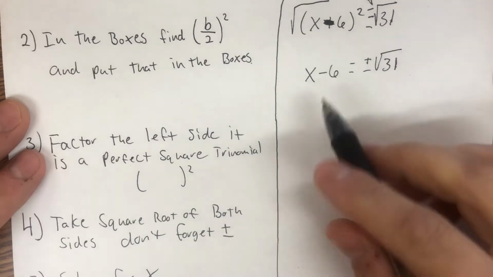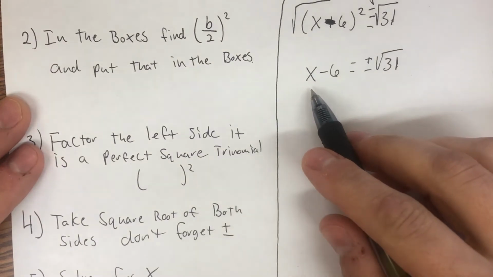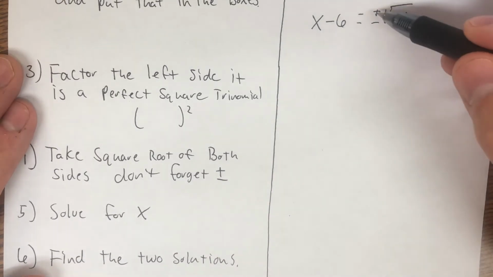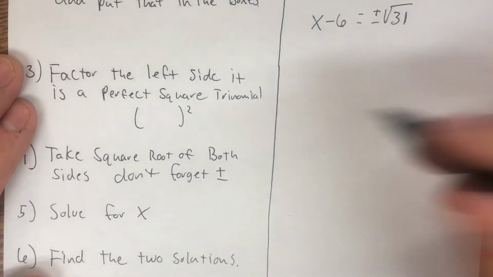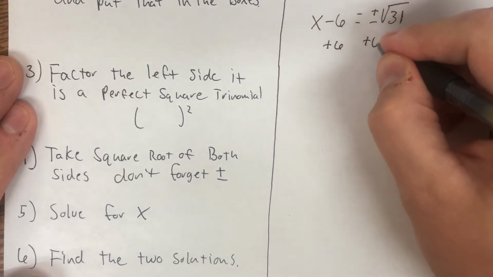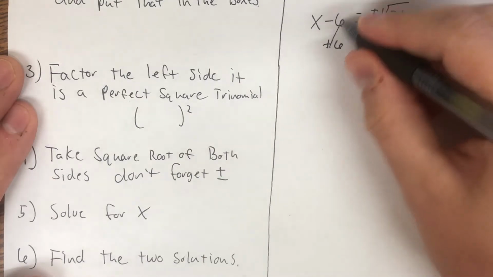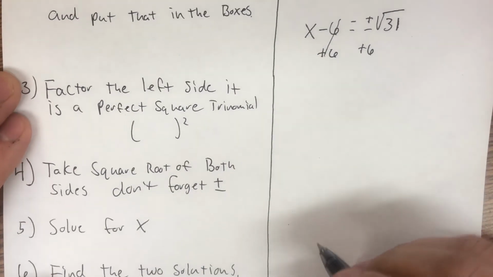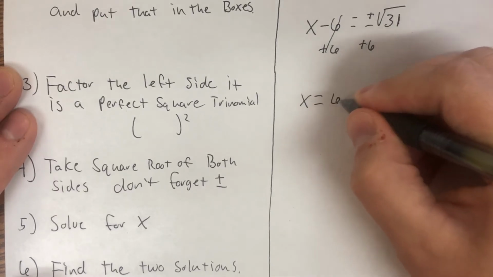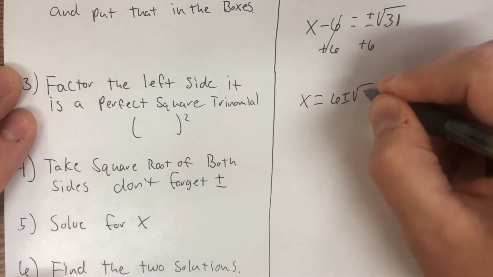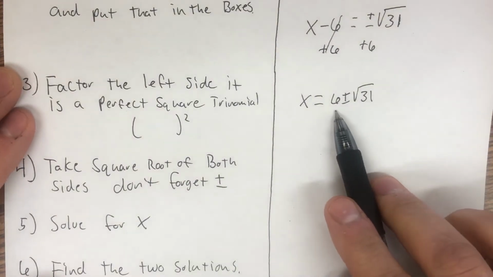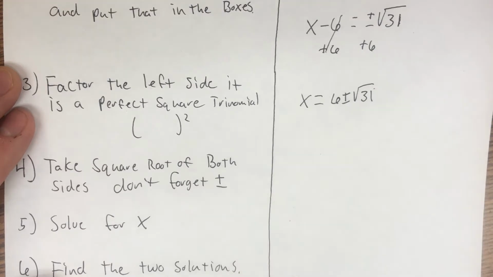Our next step is to solve for x. When I solve for x, there's going to be 2 solutions. The reason why there's 2 is because we have a plus and minus the square root of 31. So for me to isolate the x, I will add 6 to both sides. The 6's cancel, and I'm left with x equals positive 6 plus or minus the square root of 31. I put the 6 first so it's easier to see that we're taking plus the square root of 31 and minus the square root of 31.